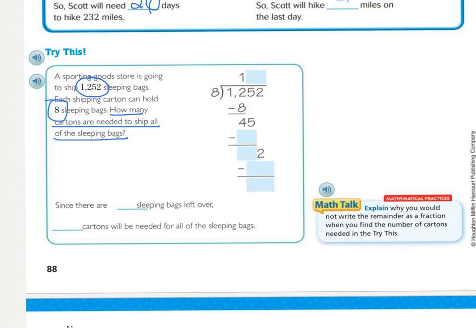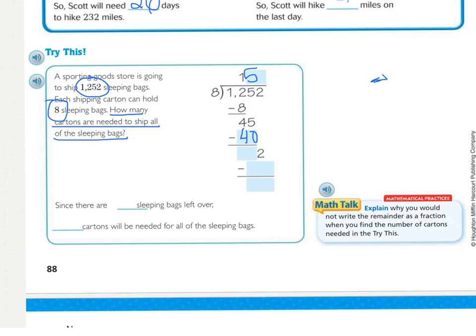Now I'm going to fill in the missing pieces of this division. Well, they've already found one group of 8 within the 12 and multiplied, then subtracted, and brought down the 5, and we are working with the 45 right here. How many 8s are in 45? There are 5 8s in 45. 5 times 8 is 40.